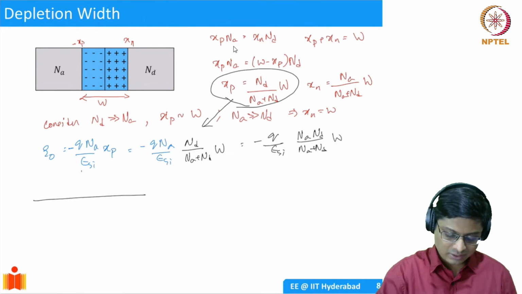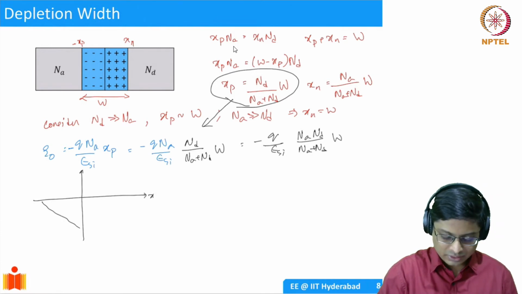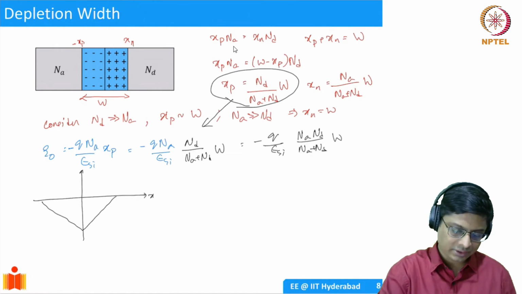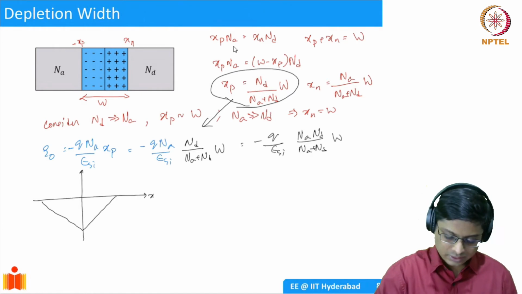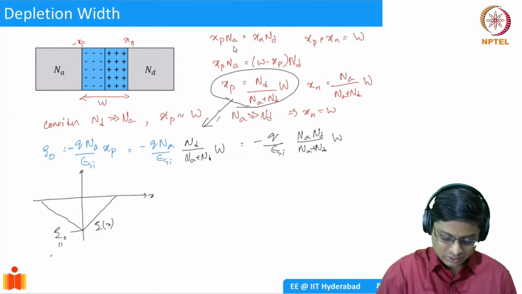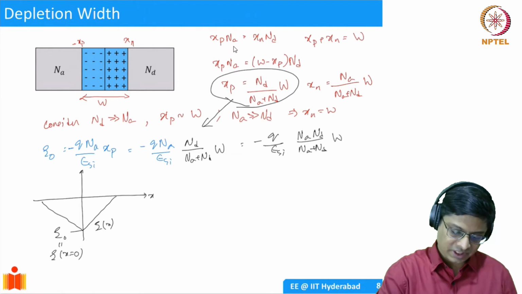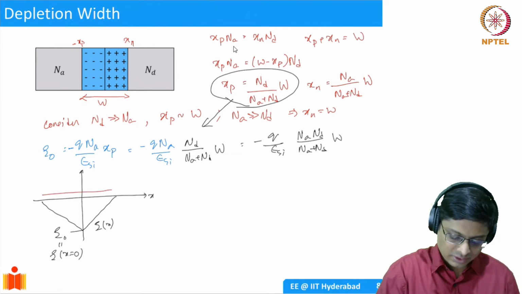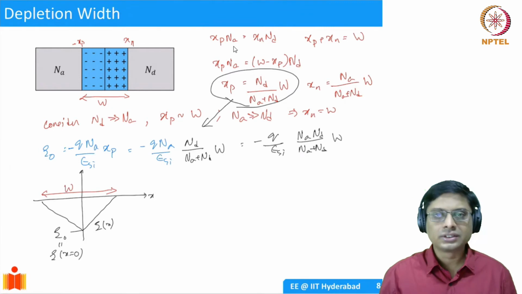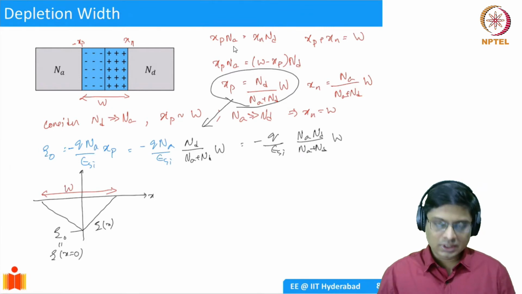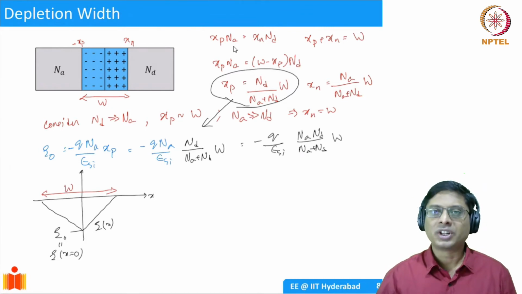So if you have X this way, and let's say this is E you're plotting, so this is going to be your electric field, correct? So this is your E of X. And we know what this quantity is now. This is E naught, right? And this is equal to E at X equal to 0, right? And we know by definition, this is your width. So the area under the electric field was the built-in potential.